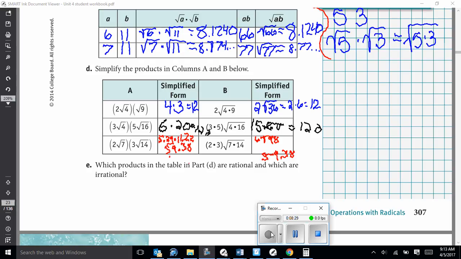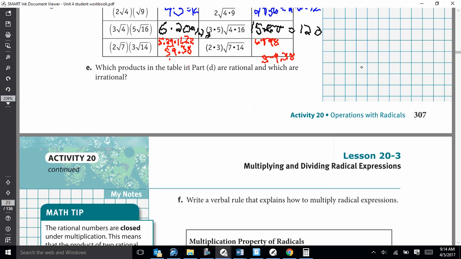Alright, so looking at this, which ones are rational, which ones are irrational? So this first one, is that a rational or irrational answer? Rational, right? Because it can be written as a fraction. 120 over 1. Tom's, is that rational or irrational? Rational, right? Because we can write it as a fraction. Ellie's, is this rational or irrational? Irrational. Alright.